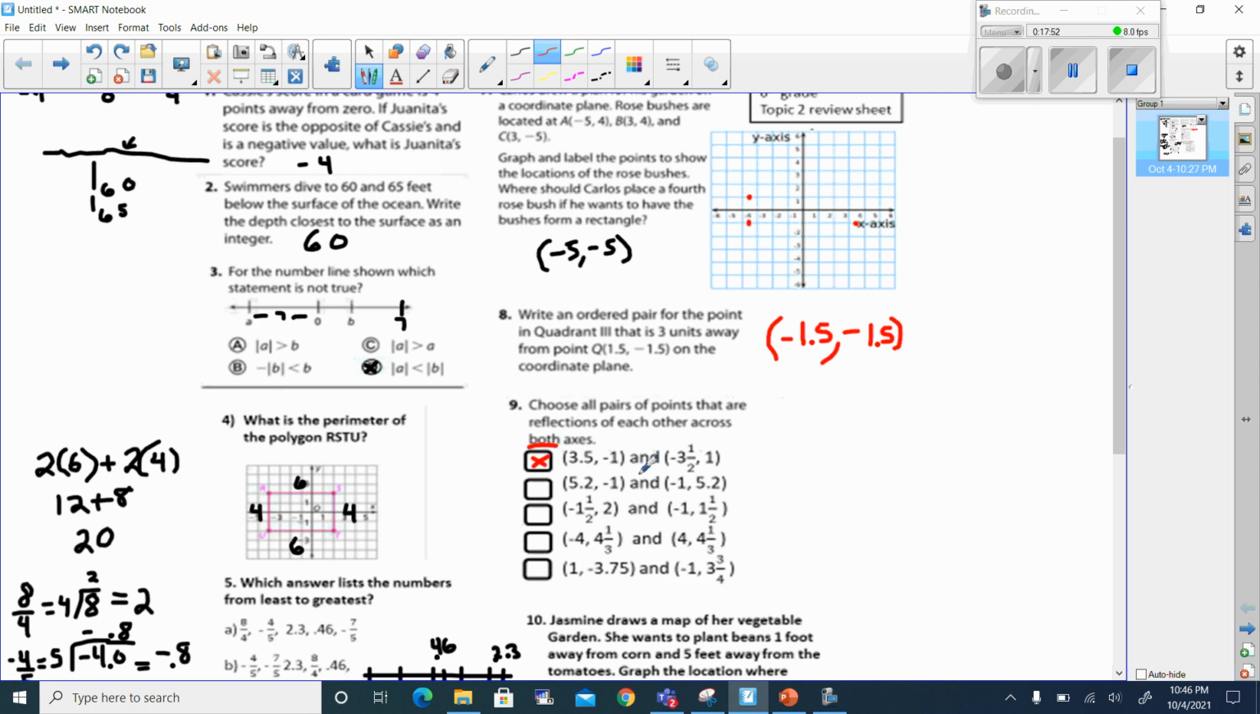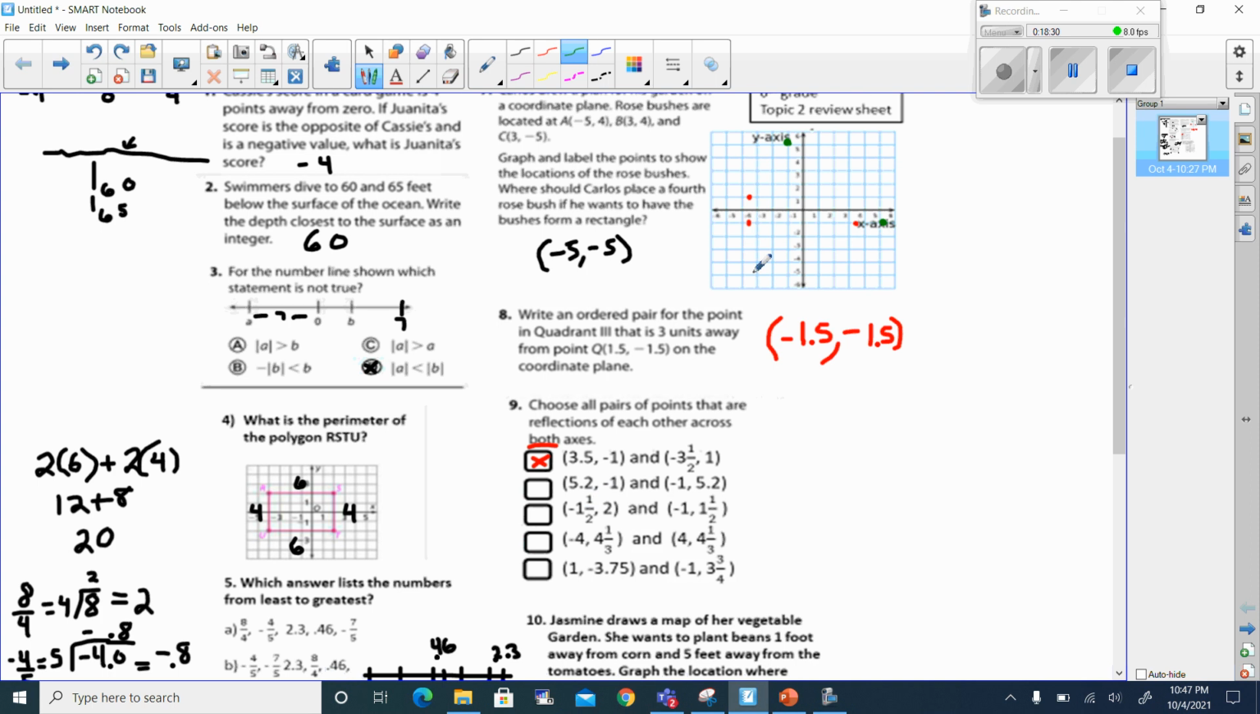Next, it says 5.2. I'm going to go with a different color. 5.2 and -1. Well, 5.2 will be right here, and -1 will put me right down here. And it's saying -1 and 5.2. Well, -1 is over here, and 5.2 would be way up here. So does this match up? Well, let's see. Not really, because if I flipped it, it would be here, and then it should be about here. Actually, all the way over here. So I'm going to go with no on that one.